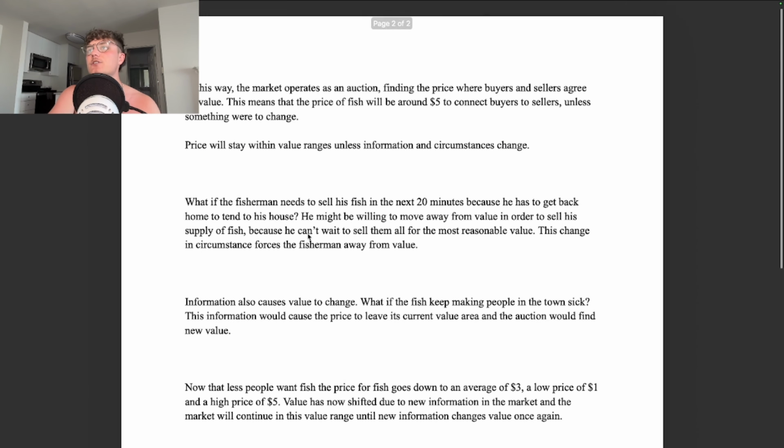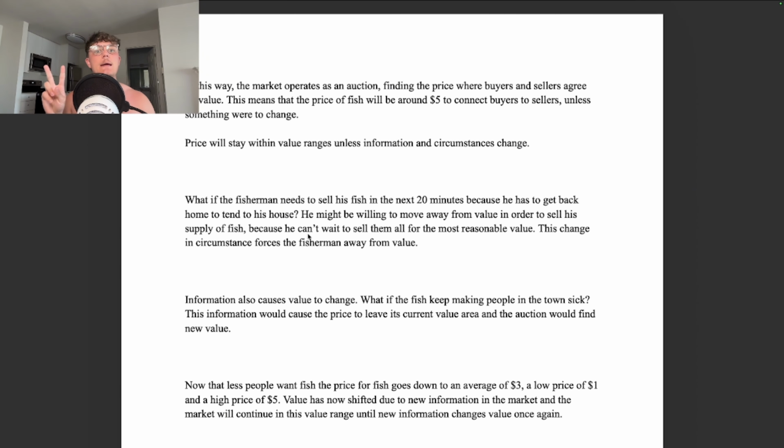Now, as we get into the two reasons why price may escape value or move away from value and discover new value, we're talking about an information change or a circumstance change. And so the first example, a circumstance change. What if the fisherman needs to sell his fish in the next 20 minutes, right?